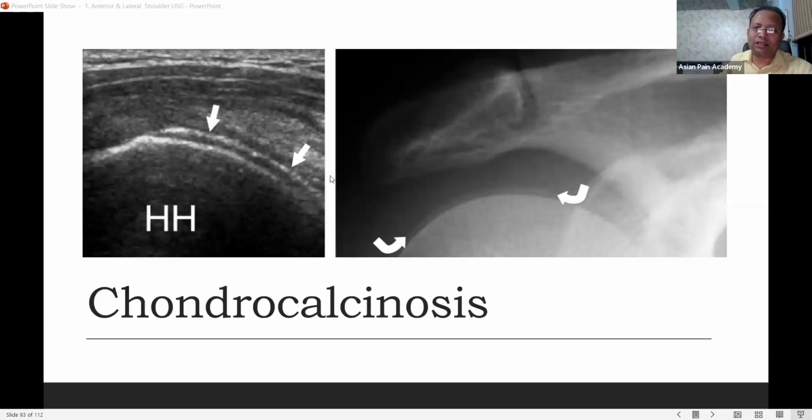Chondrocalcinosis. You know what type of gout? CPPD gout. So it can be seen in X-ray also. Sometimes in X-ray you see another line over the head of the humerus. This is the head of the humerus. There is another line. This is also one crystal deposition, and you can see this type of crystal deposition by ultrasound also. So this is called chondrocalcinosis.